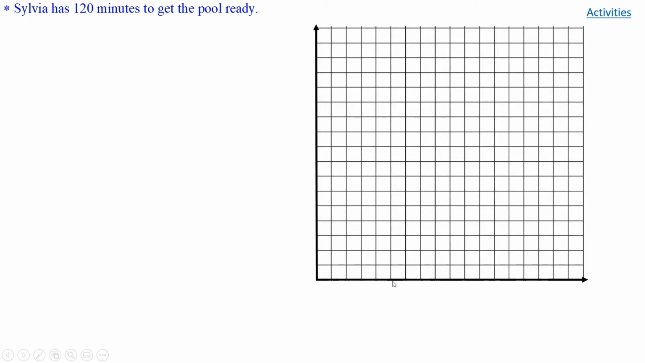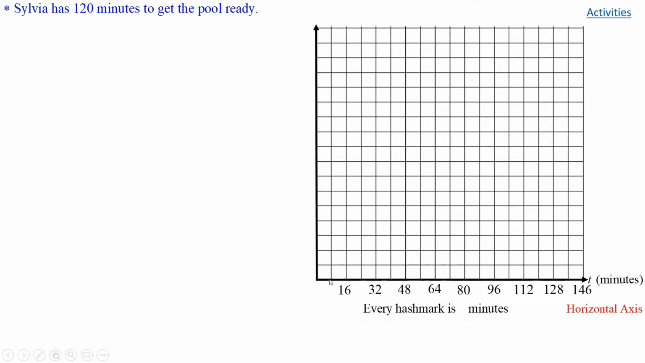Let's start with labeling our horizontal axis right here. On that horizontal axis, what are we measuring? Well, we have 120 minutes, so this is going to be time in minutes. Then you've got to decide, we need 120 minutes total to get this done, so how are we going to scale the horizontal axis? It looks like each hash mark is worth 8 minutes, because we're going 8, 16, 24, 32, and so on.